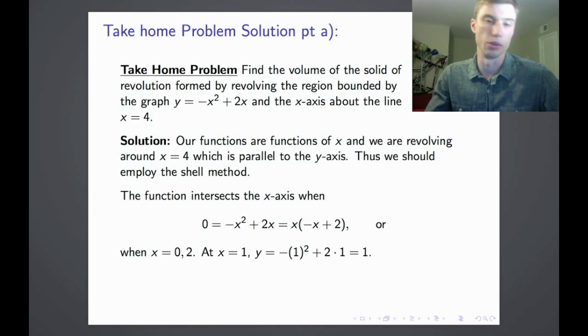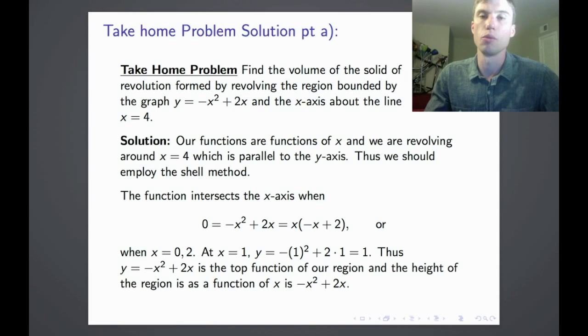So we want to identify which is the top function. We'll just evaluate at the test point x equals 1. At x equals 1, negative 1 squared plus 2 times 1 is 1. So negative x squared plus 2x is the top function, and the height of our region is given by the difference of the two functions. Well, the difference of the two functions is just negative x squared plus 2x.